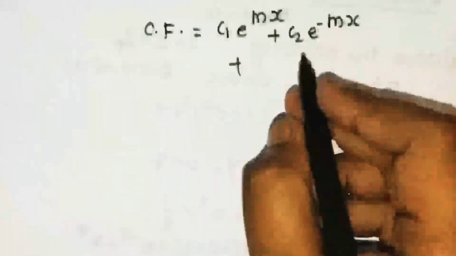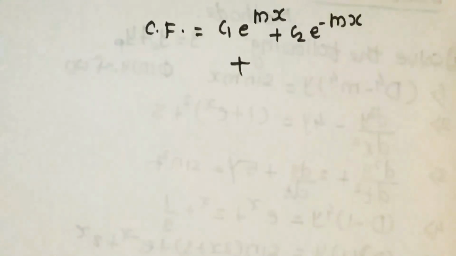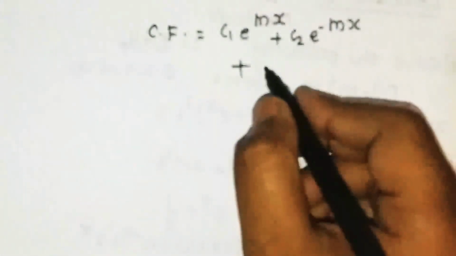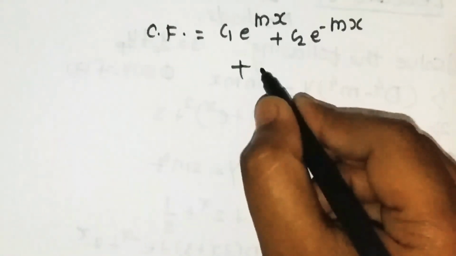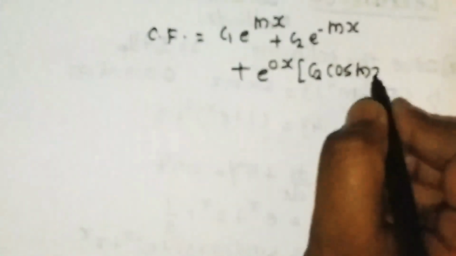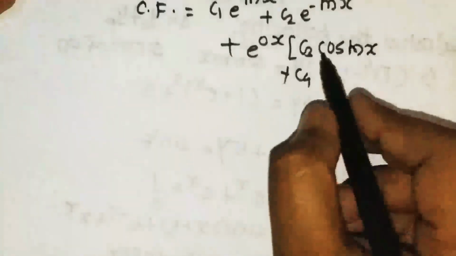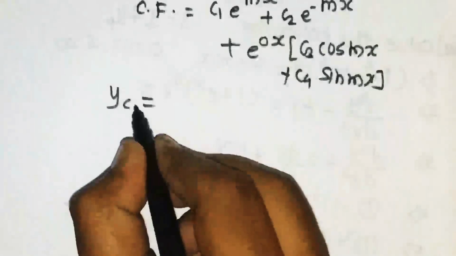Now the second part of the CF will be the CF associated with the imaginary roots. The imaginary pair of roots is plus minus mi. It means the value of the real part is 0 and the imaginary part's value is plus m. So this can be written as e raised to 0x, next constants c3 cos mx, m is the imaginary part, plus c4 sin mx.